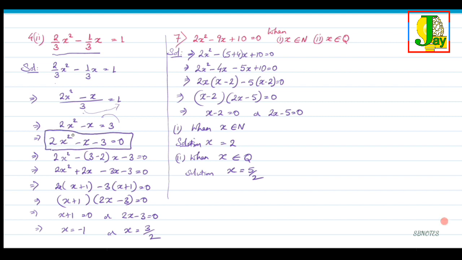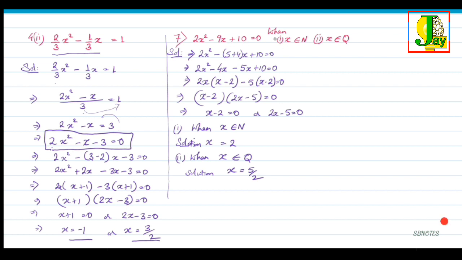Now once you have the general form, you can easily apply the same process, like multiplying 2 into minus 3, you get minus 6. So 3 minus 2, we get 1 here, and 3 into minus 2 is minus 6. So that's how you get x equals minus 1 and x equals 3 by 2.